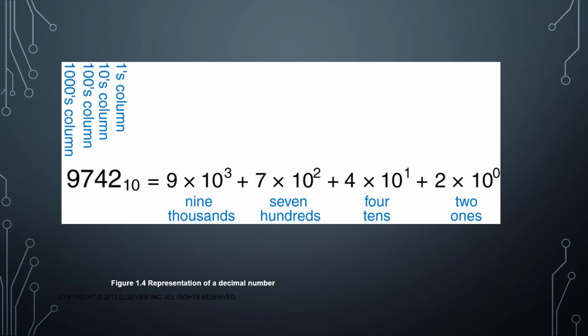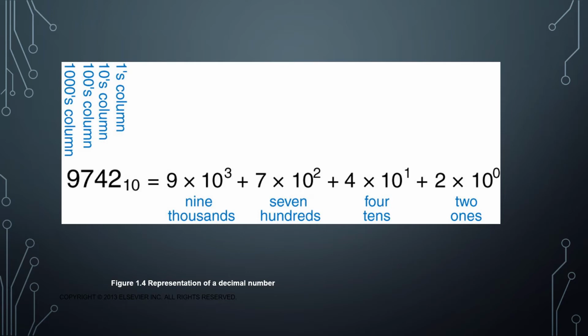To help us further explain the difference between decimal and binary number systems, this picture is actually from your textbook, figure 1.4. This is a representation of the decimal number system. So we know that the number 9,742 actually represents 9 times 10 to the 3, which is 1,000, so 9,000. 7 times 10 to the 2, which is 700. 4 times 10 to the 1, which is 10.